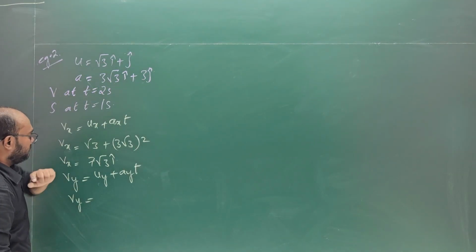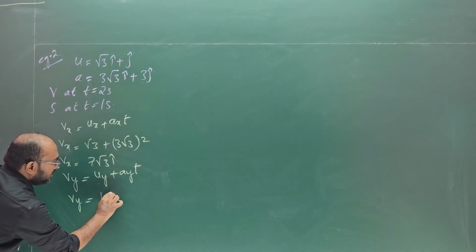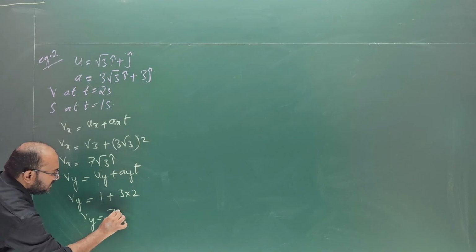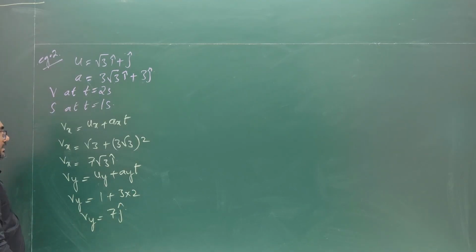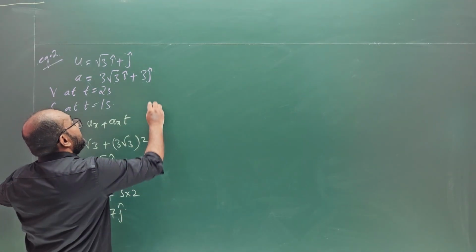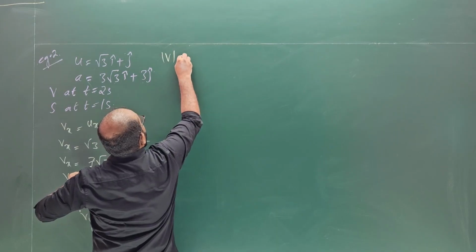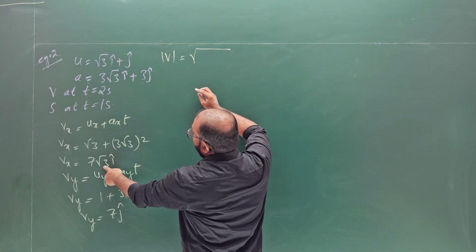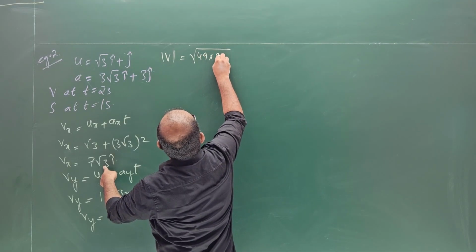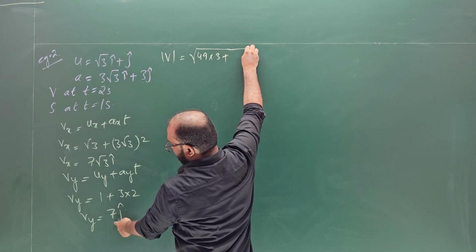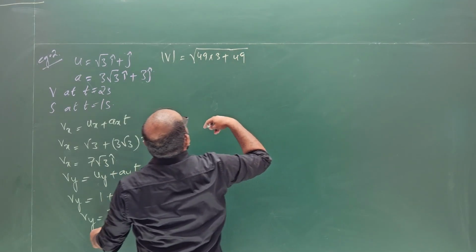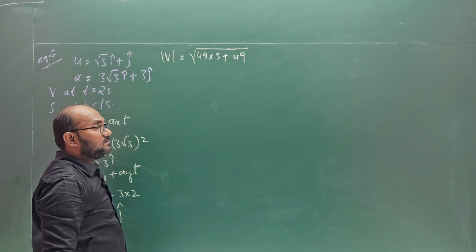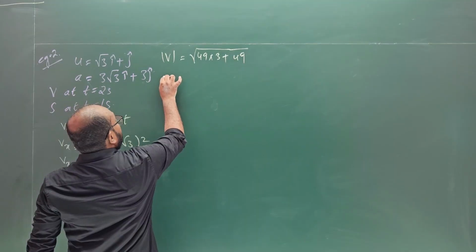Similarly, substituting Vy is equals to uy plus ayt. This is 1 and this is 3. So 1 plus 3 into 2. So Vy is equals to 7 j cap. Or can I say that magnitude of the velocity is nothing but under the root of 49 into 3 plus this is 49. So 7 threes, 49, 49 how much?